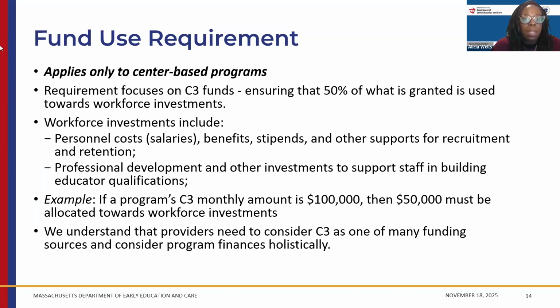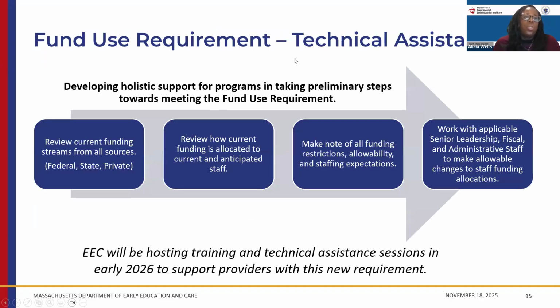Next slide, please. What EEC is going to do to support programs in this new requirement is to provide technical assistance. And to take some preliminary steps to meet the fund use requirement, we're asking you to look at this holistically. So step one, you would review your current funding streams from all sources, whether it is federal, state, or private funds. Examples of some of these funding streams include CCFA, Head Start, funding from the Department of Education, or other private sources where you may have grants like the United Way.